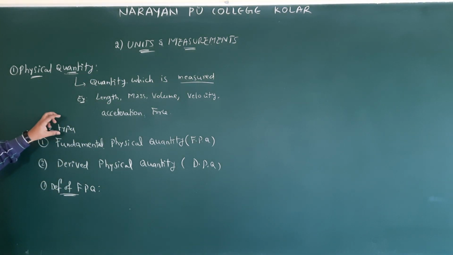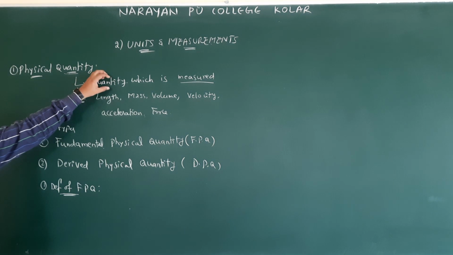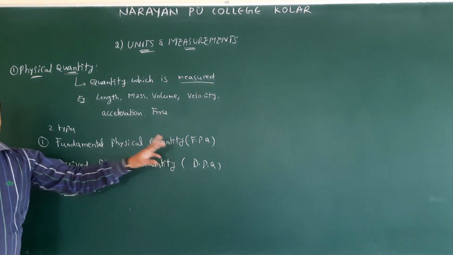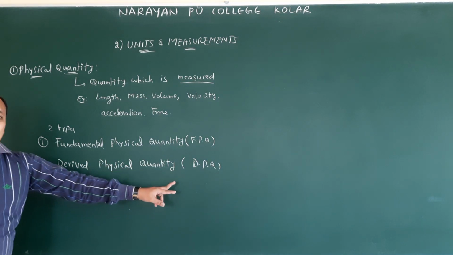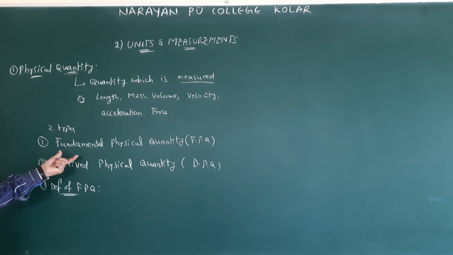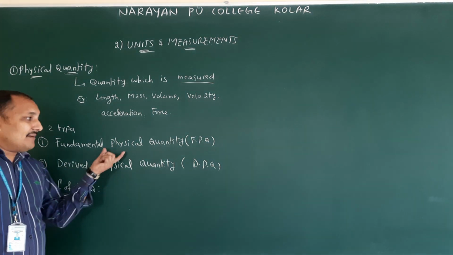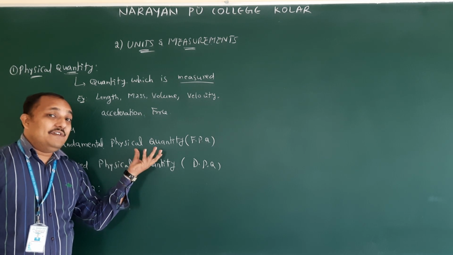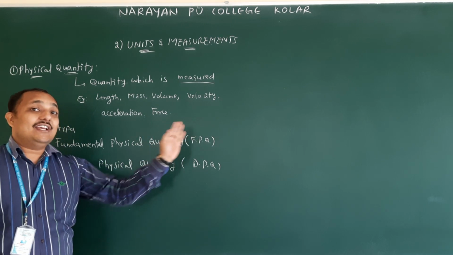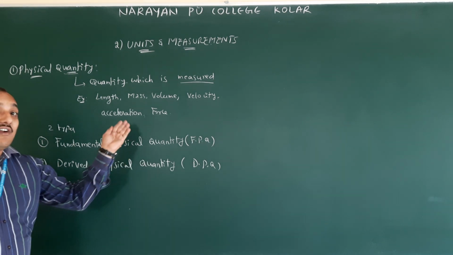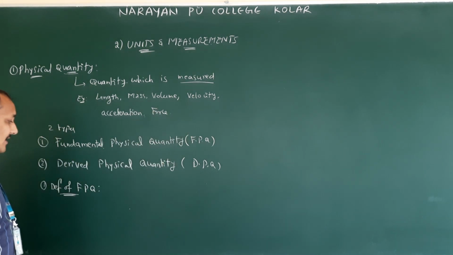Next, there are two types of physical quantities. These are examples of physical quantities. So there are two types: one is fundamental physical quantity, another one is derived physical quantity. Now I am giving the definition for fundamental physical quantity. So what is the fundamental physical quantity? It is the physical quantity which cannot depend on any other physical quantity.